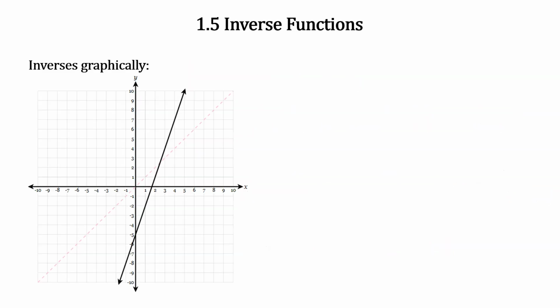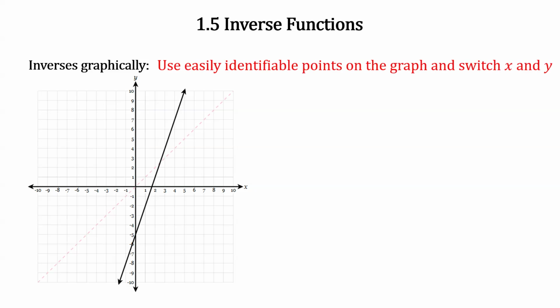Mostly what we're going to do is graphically. So again, all you do is switch the x's and y's. Use easily identifiable points on the graph and just switch x and y. So I look down here and I see (4, 7). You don't want to choose anything that doesn't come out to a nice neat whole number, because you can choose any points you want. Delta Math will make you do 5 new points. So you look for ones where they cross nice and neatly.